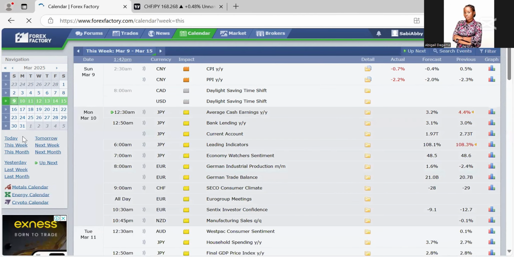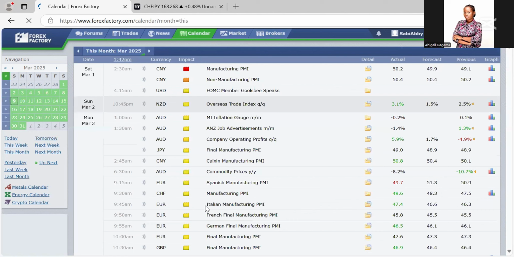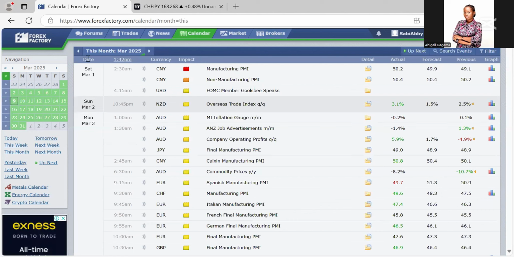All right, now back to the calendar itself to be able to see or understand how we can make sense of the different news releases that come out. If you look at this section here, you see the time. Okay, so let's start from the top. We have a date section, the different days that these news releases come out. We have a time that they come out as well, the currencies being looked at and their impact.